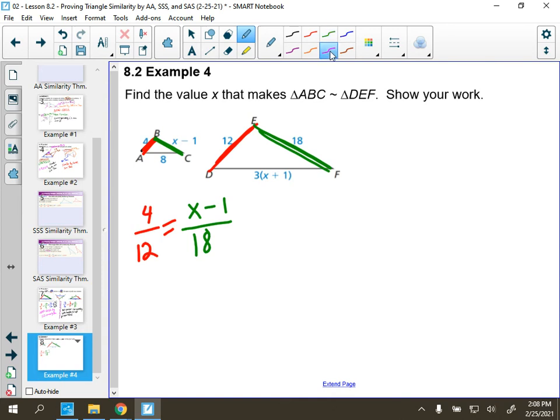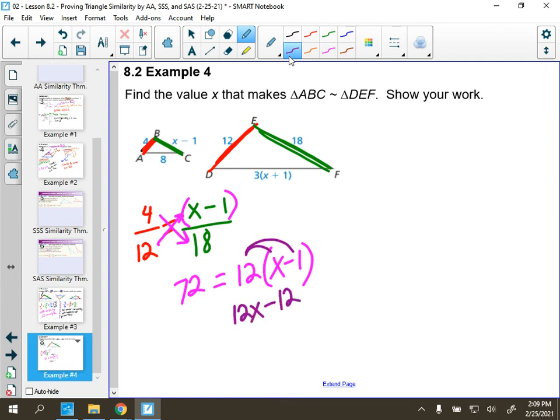We didn't see one in the previous lesson. On my first cross multiply, no problem. 4 times 18, one of my cross products is 72. And then on the second one, when I go this way, just be careful. There's like an imaginary parentheses there. This is really 12 times x minus 1, that whole quantity. The common mistake would be to leave the parentheses out and just do 12x minus 1, when it really should be, if I distribute here, 12x minus 12. We can solve for x, and I think we'll be all right.